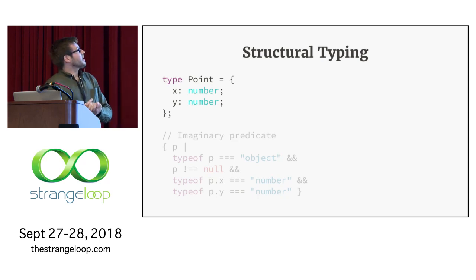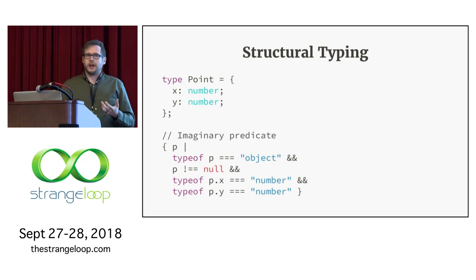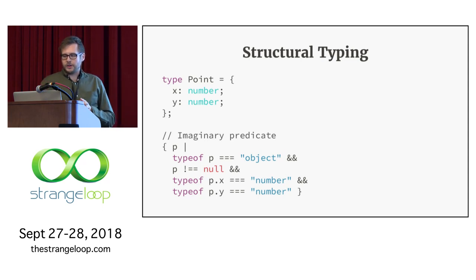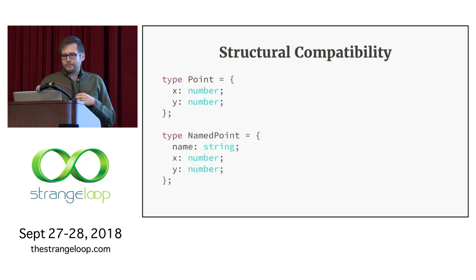So the type Point requires an x and a y that are both numbers. We can imagine this as describing the set of all values that are objects that are not null, that have an x and a y property that are both numbers. Since we use TypeScript at the maximum strictness setting, null pointer exceptions are not something that are possible by default. We have to opt into that.